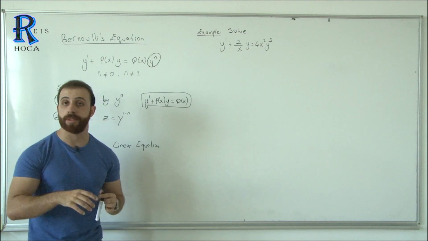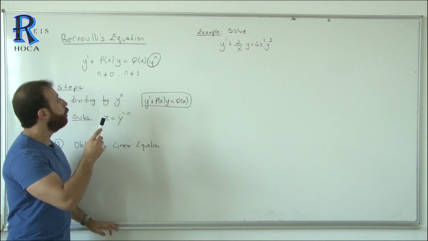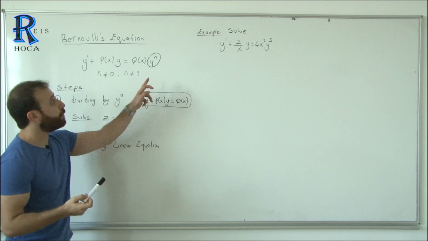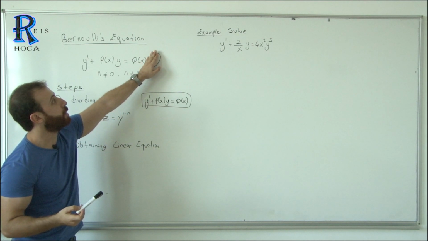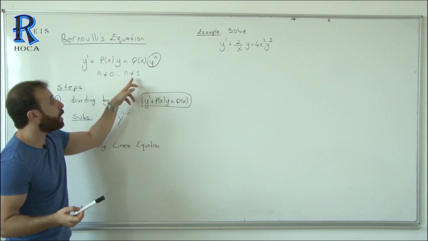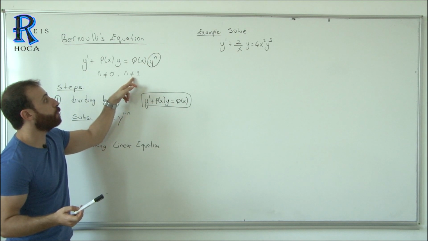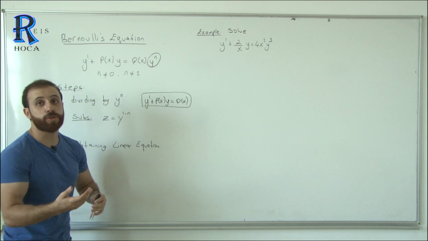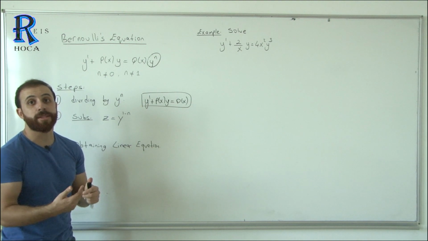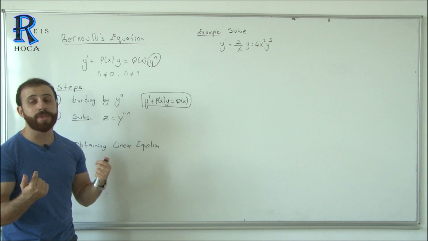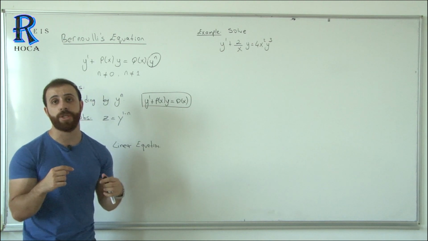But this is important. Look, on the right side there is a term of y, but the power is different from 0. Why? If it is 0, it will be 1, so we just have q(x), and that's why this is linear. If the power equals 1, we send y to the power of 1 to the left side, y is a common factor, and you again obtain a separable or linear equation. That's why we say the power must be different from 0 and 1.